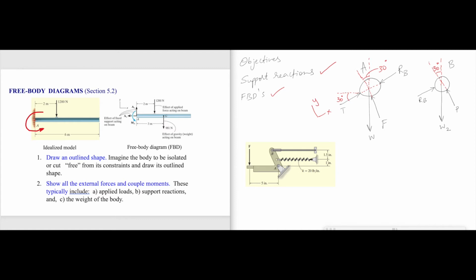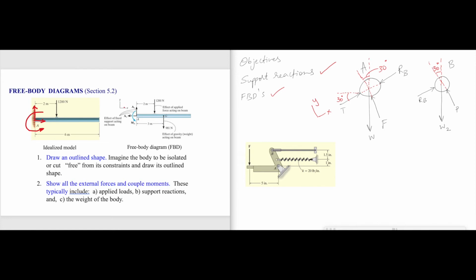So it prevents motion in X. So we have Fx or Ax. It prevents translation along Y. So you have Ay. And it prevents rotation. So we should also represent that with a moment at A. So that's why the free body diagram is given on the right.